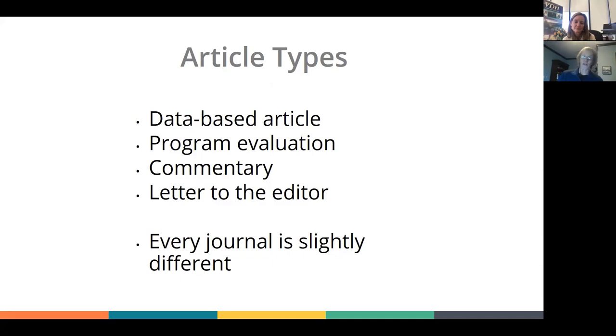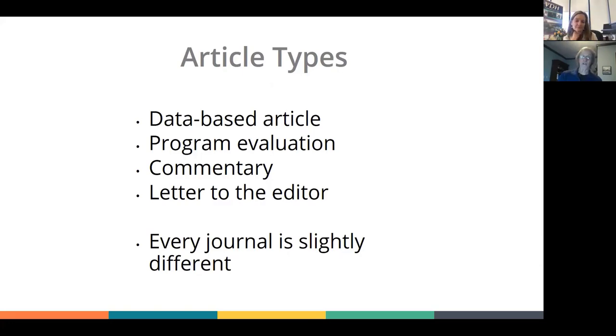The most common articles are something based on some kind of data. It's important to note that data doesn't always mean quantitative data. Data could be a set of focus groups, or it could be a set of interviews with practitioners. It could be data you collected from a community forum of some kind. But usually articles have some kind of data in them that could involve a program evaluation, a policy evaluation.